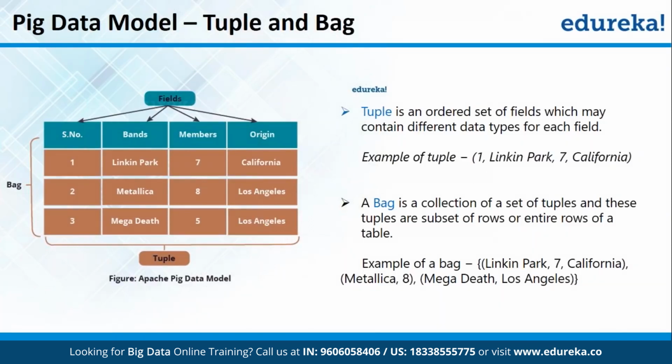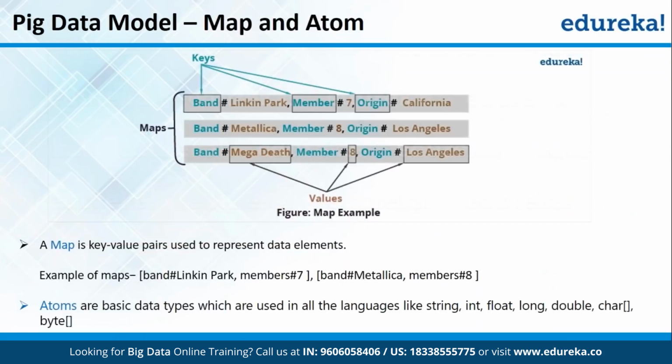Let's move on to the next slide now and understand what is a map and an atom. First of all, we'll understand map. A map is nothing but a set of key value pairs, just like in any other programming language. So right here, the text before the hash is nothing but the keys.